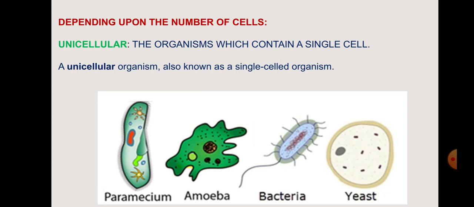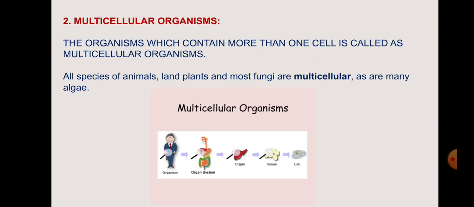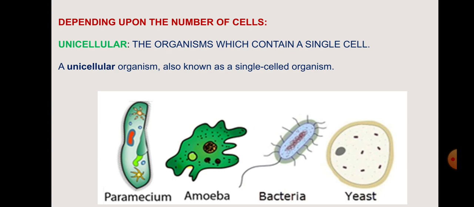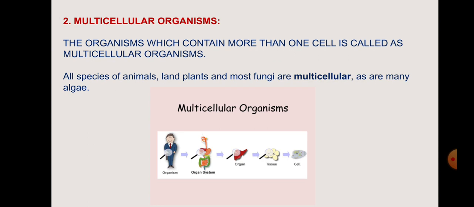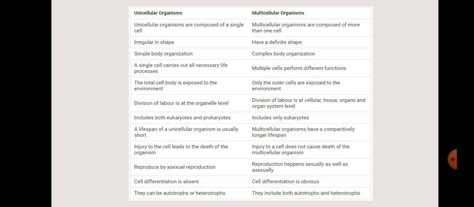Depending upon the number of cells, children, organisms are classified into unicellular and multicellular. The organisms which contain only one cell are known as unicellular. Examples: paramecium, amoeba, bacteria, yeast. These all have only one cell. And coming to multicellular, the organisms which contain more than one cell are known as multicellular, like human beings, all birds, cats, dogs, everything comes under multicellular organisms. And here you have the differences between unicellular and multicellular, children.